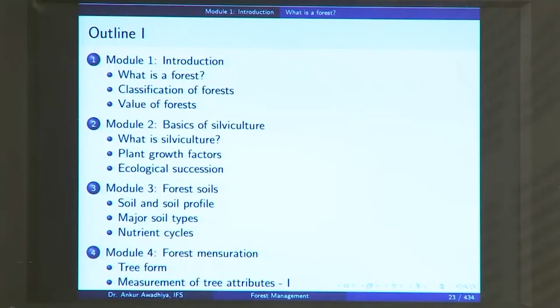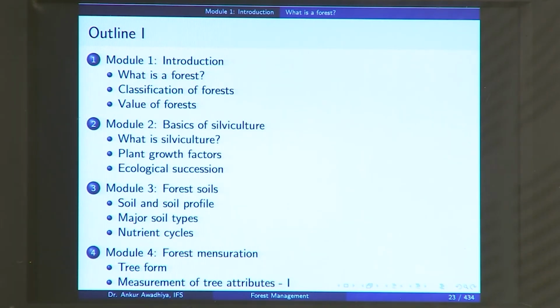So, because I have seen this tiger, it does not reduce the value of the tiger. So, I am not consuming this tiger. So, this is a non-consumptive value. So, in this lecture we will look at different values of forests and also how do we value these forests in quantitative terms. The second module is basics of silviculture.